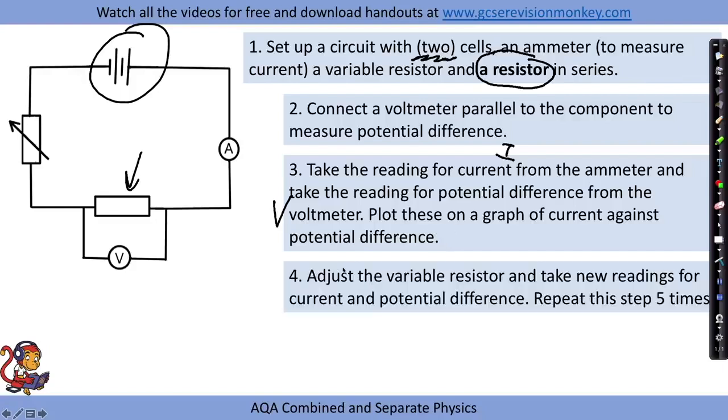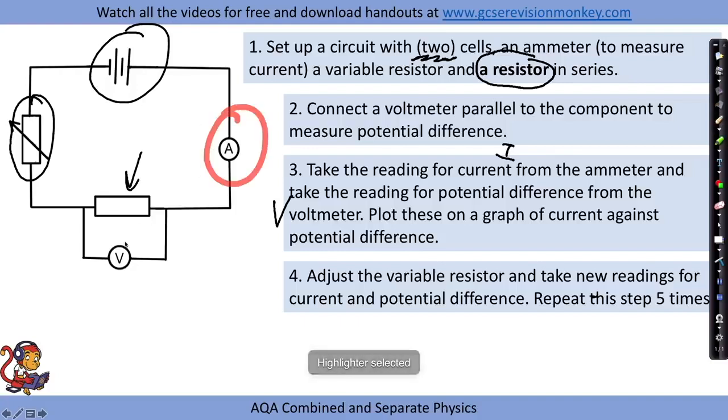We're then going to adjust the variable resistor, which is this component here, and take new readings for current and potential difference. And we're going to repeat this 5 times. So if we adjust this 5 times, it will give us 5 sets of readings from the ammeter, which is the current, and 5 sets of readings from the voltmeter, which is potential difference. If we didn't have that, we'd just get 1 reading from each and we would be stuck. So this gives us a wide range of readings.